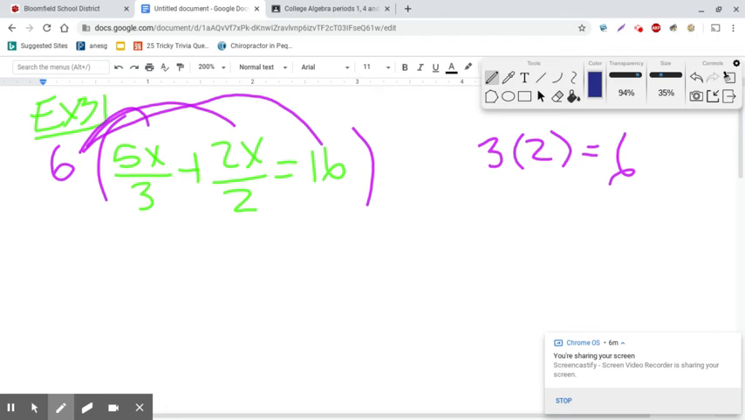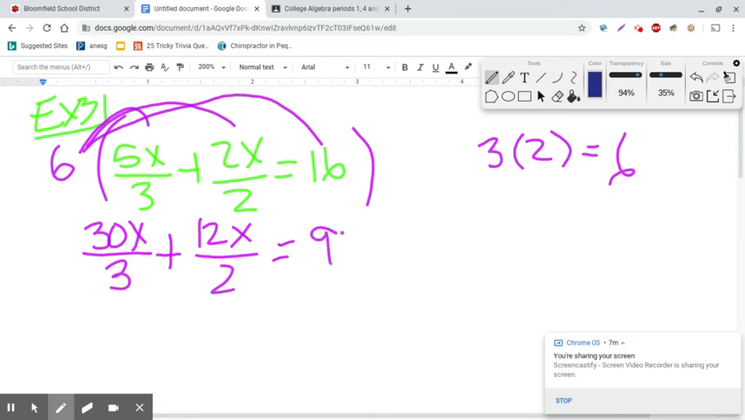All right, so 6 times 5x gives us 30x. Keep it over your original denominator. Bring down your plus. 6 times 2x gives us 12x. Put that over your original denominator, which is a 2. Then we have to do 6 times 16, which is 96. Okay, so first step done.